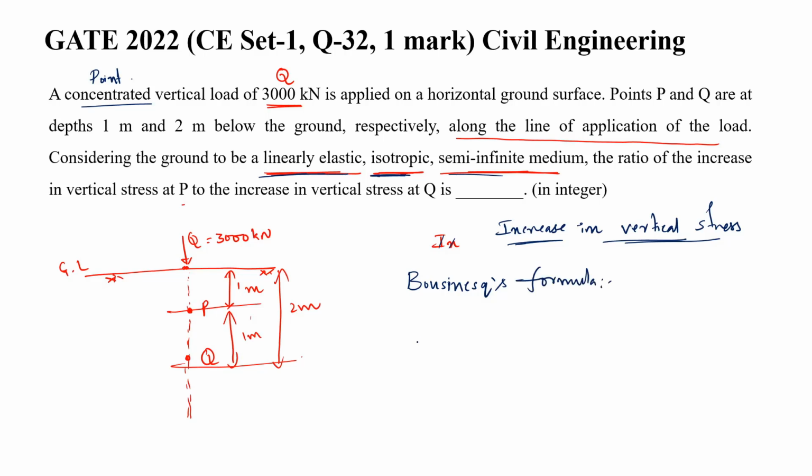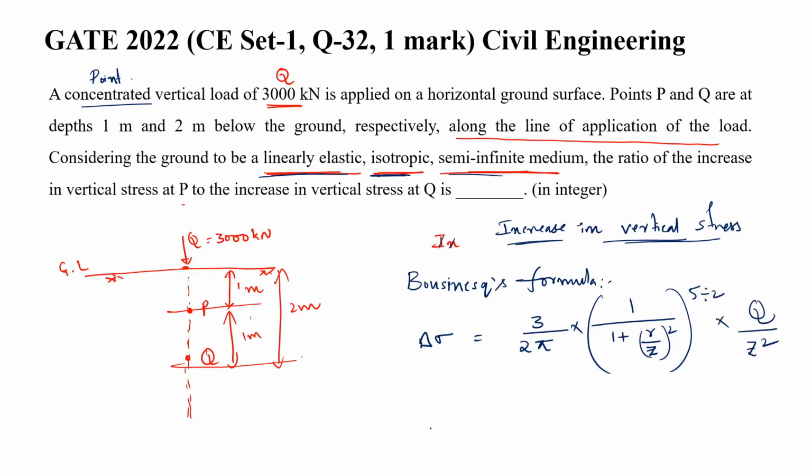What is that formula? The increase in effective stress can be given by 3 by 2 pi into 1 by (1 plus (r by z) square) whole power 5 by 2, into Q by z square, right? So now here we need to know what is r, what is z, what is Q. So this is delta sigma, which is the increase in the stress.